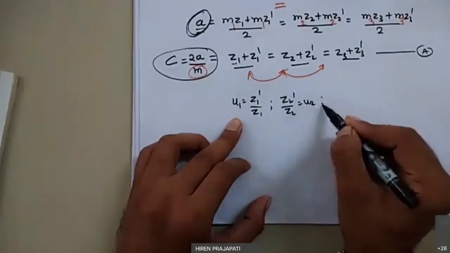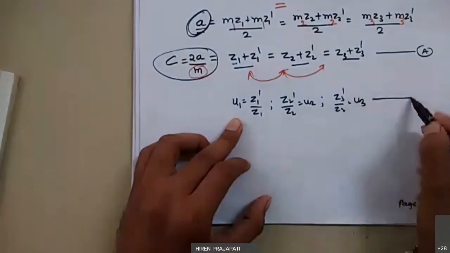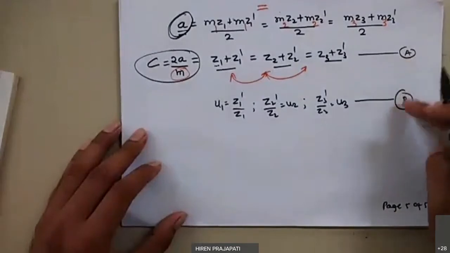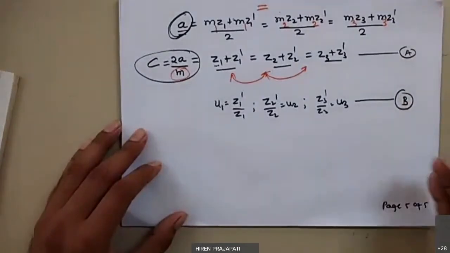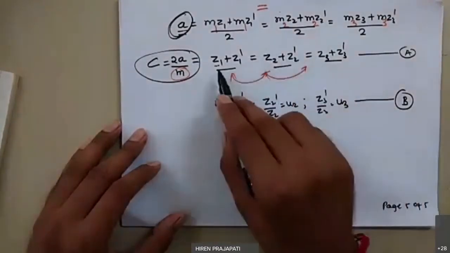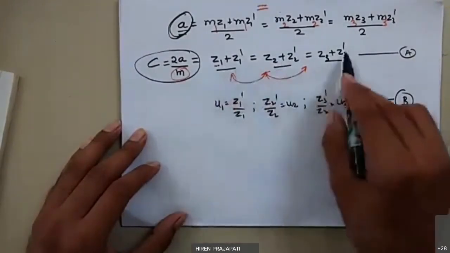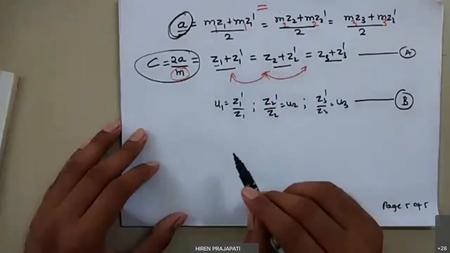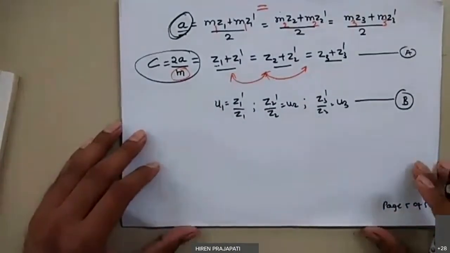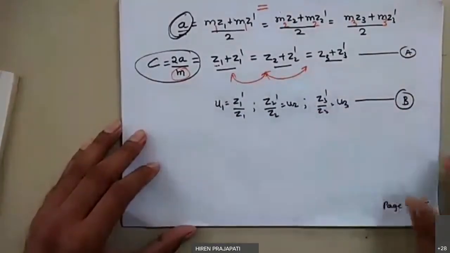This is U2. Similarly, Z3 dash by Z3 is equal to U3. So this I call equation B, right? So using these two equations now, we already know the value of the pinion. Out of all three gears, Z1, Z1 dash, these indicate the number of teeth, right? So any one Z value is known to us, and we also know this ratio from the ray diagram. So using these two equations, we can find out the number of teeth on individual gears, right?